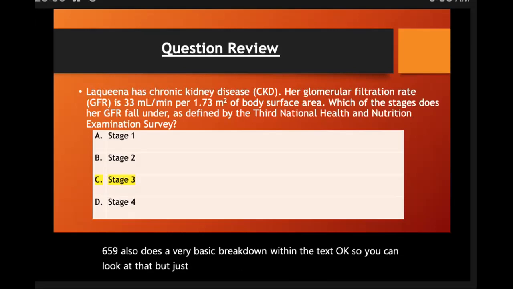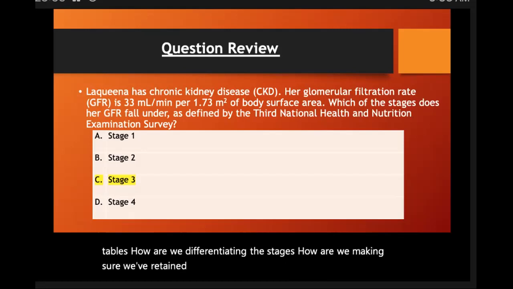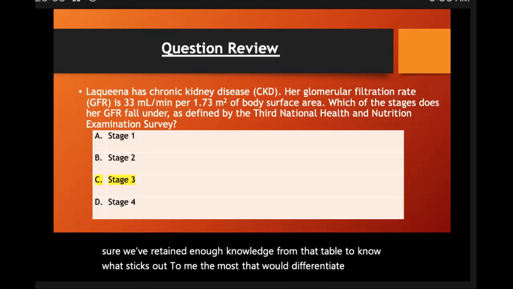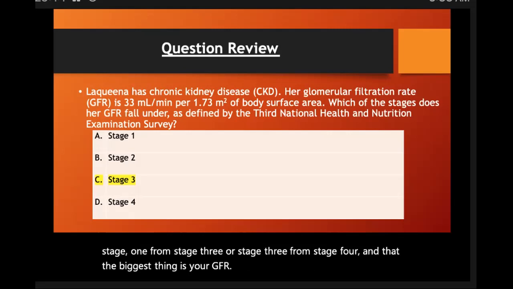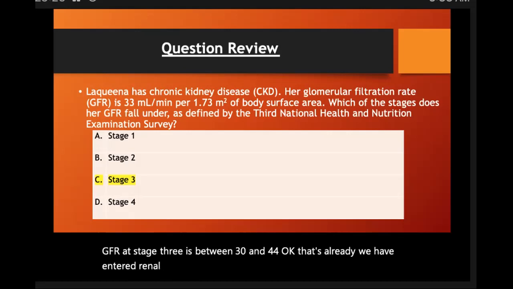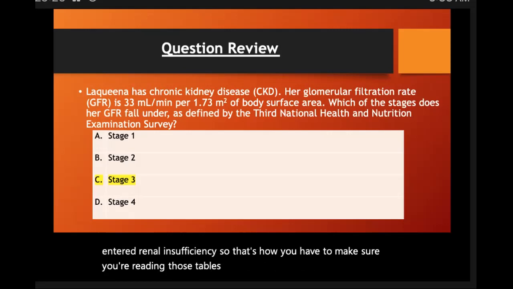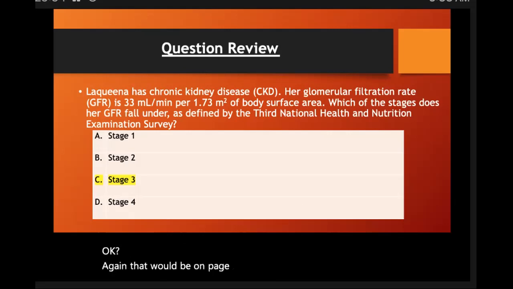But just keep in mind, looking at those tables, how are we differentiating the stages? How are we making sure we've retained enough knowledge from that table to know what sticks out the most that would differentiate stage 1 from stage 3, or stage 3 from stage 4? The biggest thing is your GFR. GFR at stage 3 is between 30 and 44. Okay, that's already, we have entered renal insufficiency. So that's how you have to make sure you're reading those tables and retaining the information that's going to differentiate stage 1 from stage 4. Again, that would be on page 660 of your book in table 45.1.